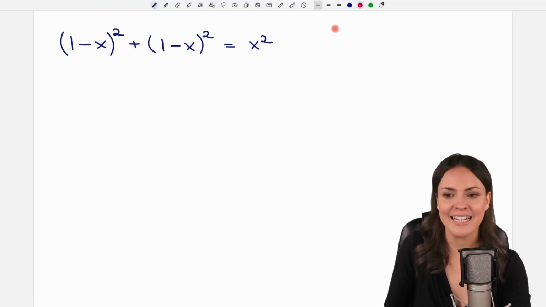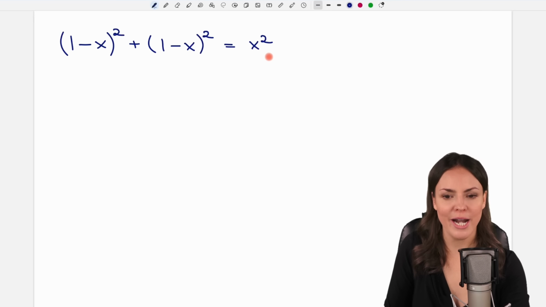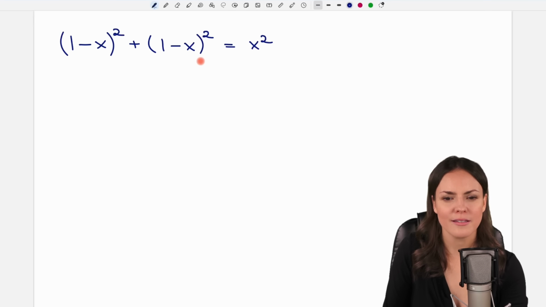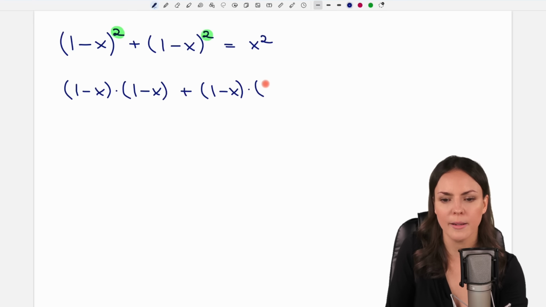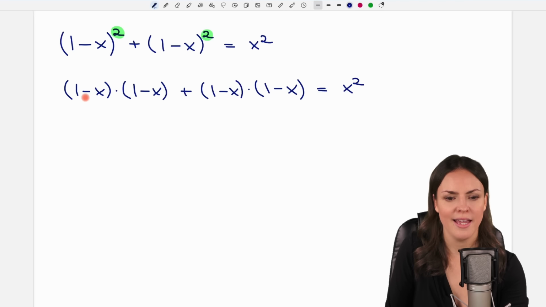So let's see how we can solve this equation for x. Maybe we start on the left side by expanding the bracket. So we have a squared bracket here. That means we can take the bracket and multiply it by itself. And then we have the plus. And the same here. We have a squared bracket, so we take the bracket and multiply it by itself. On the other side, we have our x squared.